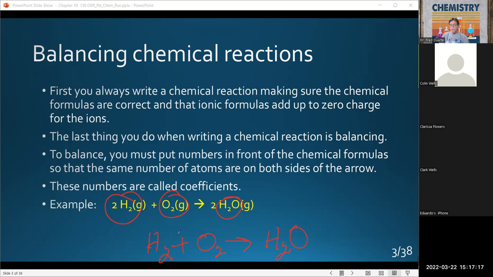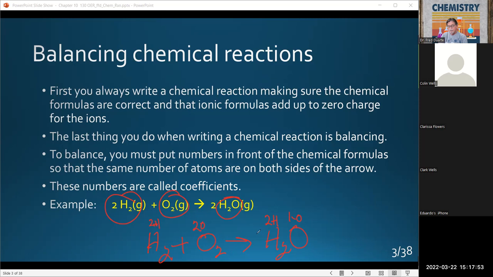Now we have to balance everybody, because if you look at what I just wrote, we have 2 hydrogens on the reactant side and 2 hydrogens on the product side. So hydrogens are balanced. We're happy, okay? If we look at oxygens, we have 2 oxygens on the reactant side, but only 1 oxygen on the product side. So we're not balanced. So we have to put a coefficient such that we balance the oxygens. We can start with that.